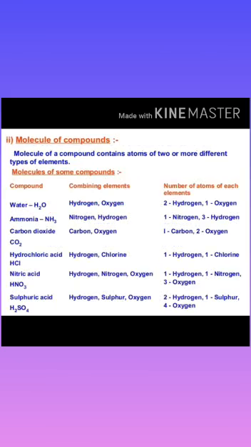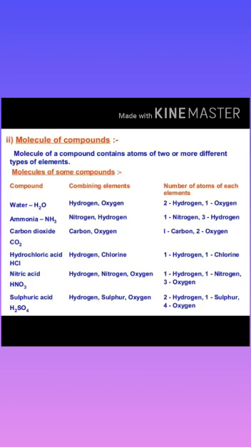Molecules of compounds. A molecule of a compound contains atoms of two or more different types of elements. Molecules of some compounds. Water, H2O: hydrogen and oxygen, 2 hydrogen and 1 oxygen. Ammonia, NH3: nitrogen and hydrogen, 1 nitrogen and 3 hydrogen. Carbon dioxide, CO2: carbon and oxygen, 1 carbon and 2 oxygen.